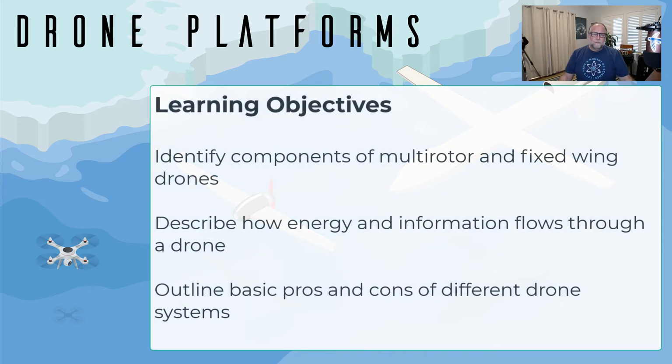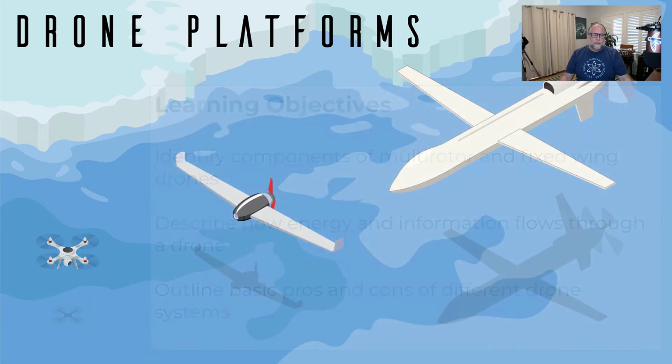So for this video lecture, I want you to be able to identify the difference between fixed wing and multi-rotor drones, describe how energy flows through them and how information flows through them, and outline some pretty basic pros and cons of those different systems, because they're going to be useful for different kinds of things at different times. And so these are the things that I'm hoping that you'll be able to get out of the lecture that you're going to look at today.